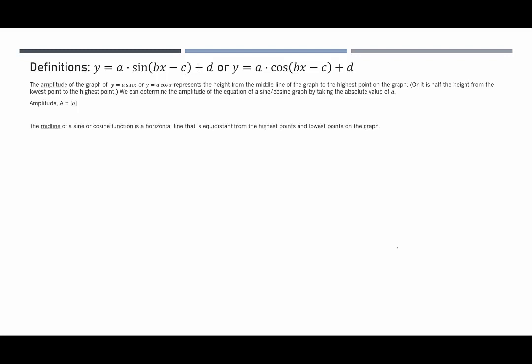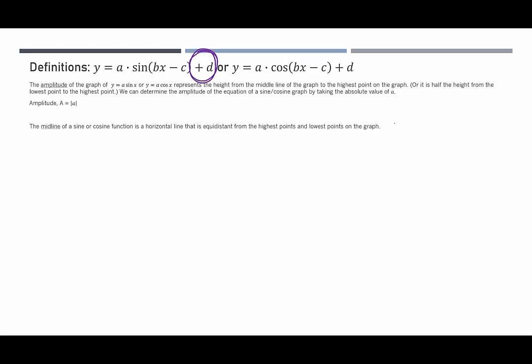To talk about that, we first need to introduce the idea of the midline. The midline of a sine or cosine graph is a horizontal line that is equidistant from the highest points and the lowest points on the graph. So where was that midline on our sine or cosine graph? That would be the horizontal line, y equals 0. How do we determine it for any sine or cosine graph? That's going to be this here. So this is kind of like the vertical shift in the graph.